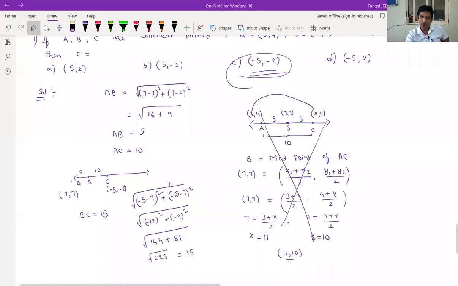If options are not given, we have another method also. We have to use the section formula, which we have not discussed. That's why I chose this method. Okay? If options are not given, then use the section formula. Tomorrow's class we will discuss how to verify using the section formula, the mx2 plus mx1 formula like that. You can do it like that also. You will get the answer, no problem. Understood?